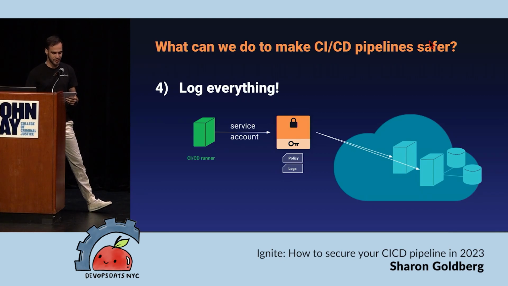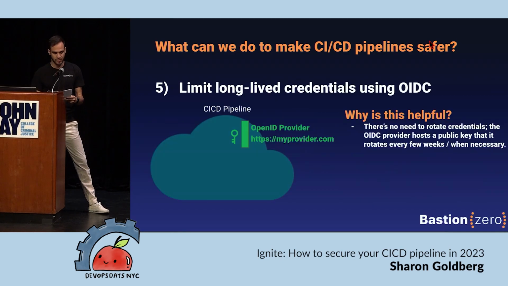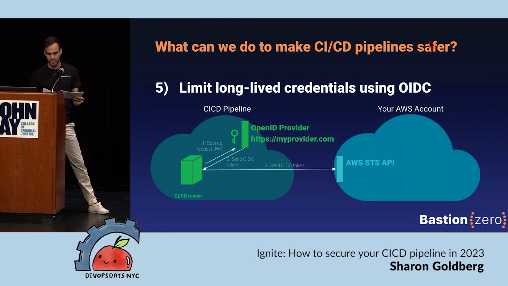The final and my favorite thing is about dynamic authentication and authorization. So essentially what this means is that we don't want long-lived credentials. We want to make sure that the credentials are granted only when you're authorized to gain access. One of the most popular ways of doing this is using OpenID Connect. So the way it works is that you set up an OpenID provider and then you configure your AWS account to trust that provider to identify runners.